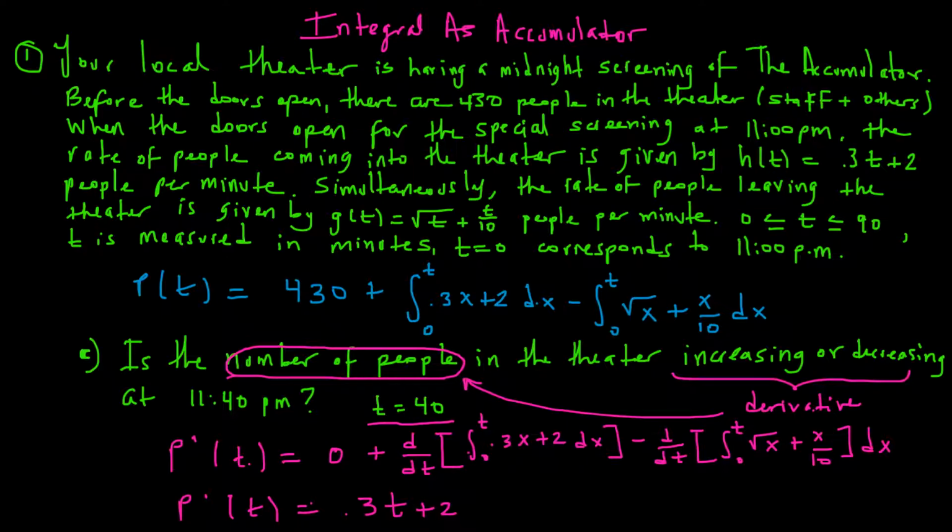And then for the other piece, it'll be minus, but I should open parentheses. Maybe I should have parentheses here as well. Minus the derivative of the antiderivative, that would be the square root of t plus t over 10. And there's P prime of t. Very simple to take if you know the fundamental theorem. The derivative of the antiderivative is just the integrand, but then you have to make the substitution for your variables.